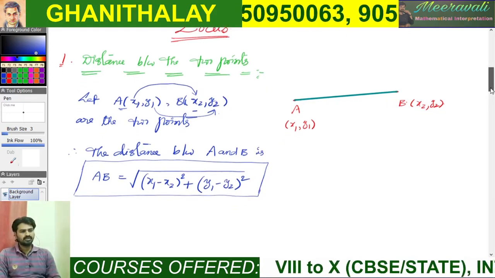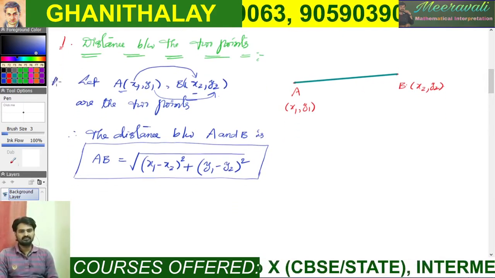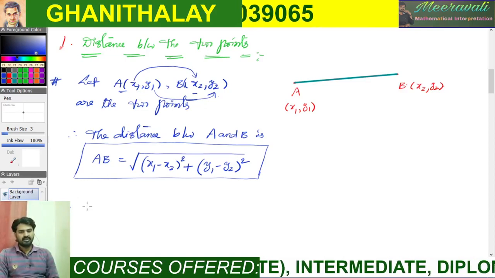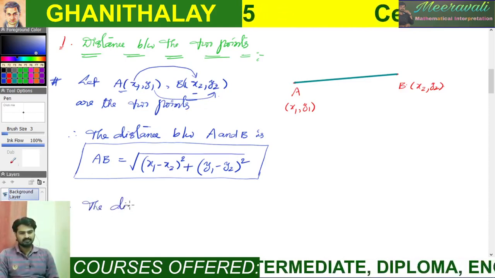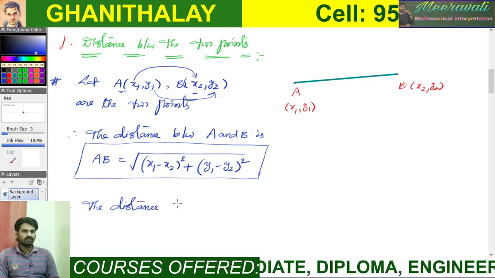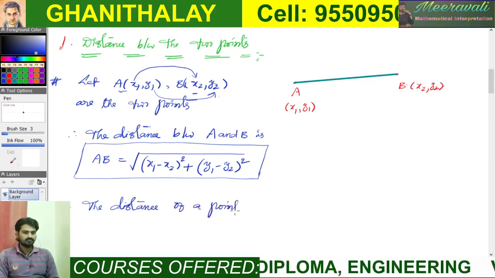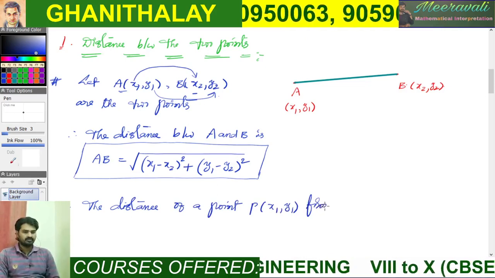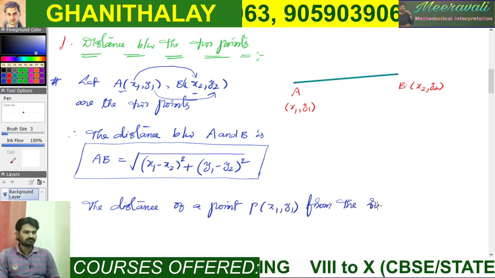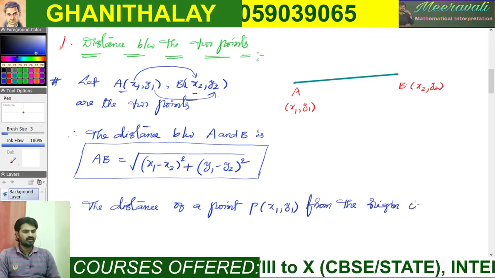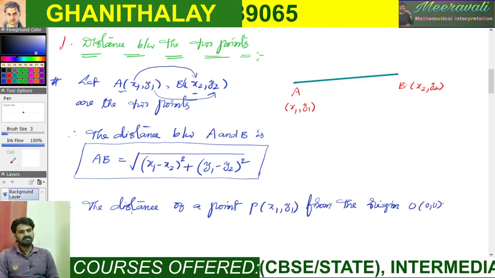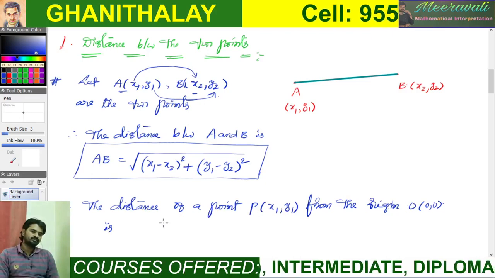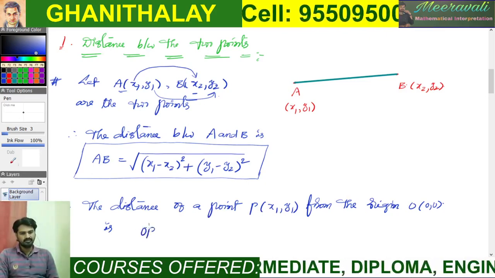Suppose one of the points is the origin. Now the distance of a point P x1 comma y1 from the origin, which is denoted by O, 0 comma 0, that is, the distance between the points P and O, is denoted by PO or OP. So simply we can write OP.